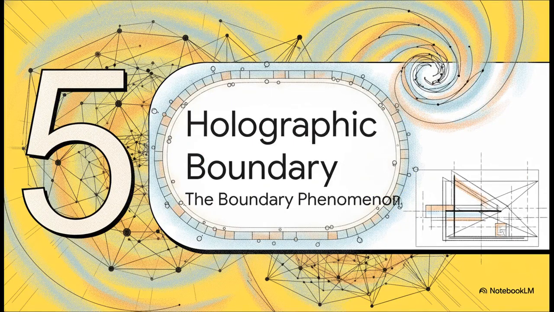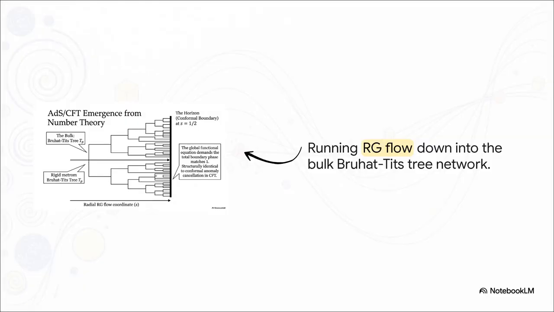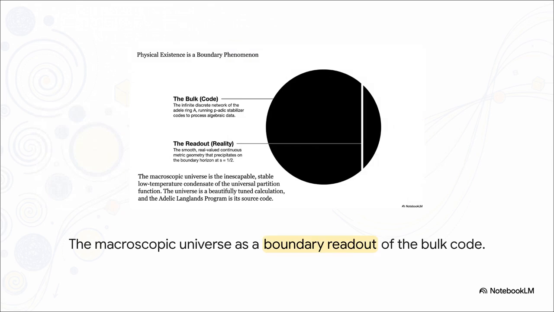Finally, Section 5, the holographic boundary emerges. This thermodynamic condensation really sets the stage for our grand architectural synthesis. Picture the Bruhat Tits tree here, representing the bulk space of our discrete p-adic stabilizer codes. The complex variable S acts exactly as the radial coordinate of this bulk geometry, flowing left to right along the branches of the network. Moving S is like running a renormalization group flow deep down into the interior of the tree. And when we arrive exactly at S equals 1/2, the boundary horizon forms.